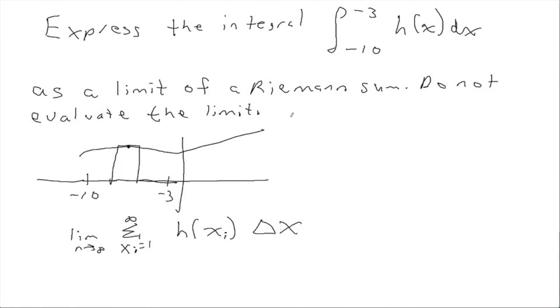Remember what this really stands for. How would we figure out the height? So what's going to be the name of the first sample point? X1. Excellent. So how do we figure out the height of the first rectangle? We plug X1 into the function. So what goes in this parenthesis? X1. Excellent. And what's going to be the name of the second sample point? X2. And how do we figure out the height of the second rectangle? We take h of X2.